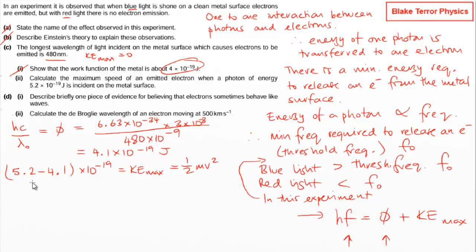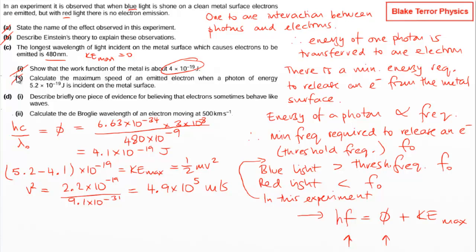So we've got 1.1 times 10 to the minus 19. So our v squared is 2.2 times 10 to the minus 19. Then we need to divide by the mass of an electron, so 9.1 times 10 to the minus 31. Stick that into the calculator, square root it, and that gives 4.9 times 10 to the 5 meters per second.